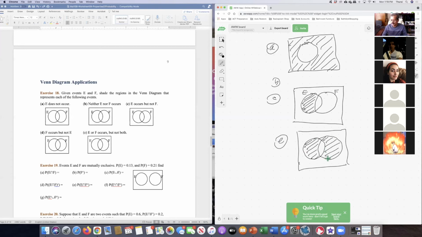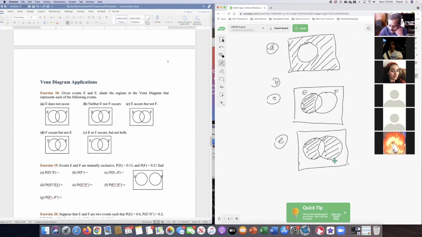Can you explain A again? E again, okay. No, A, the first one, when E does not occur. Okay, part A would be E does not occur.